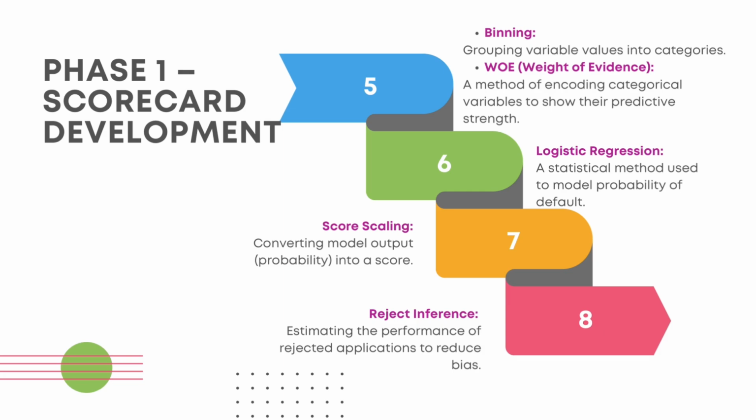Next is scorecard scaling. It means converting raw model outputs to a score scale, say 300 to 900, which we discussed in the previous slide. Last is the reject inference, that is estimating outcomes for rejected applications to reduce sample bias.